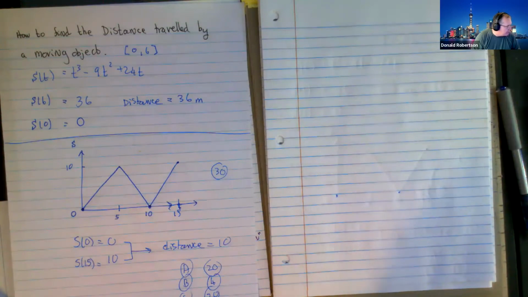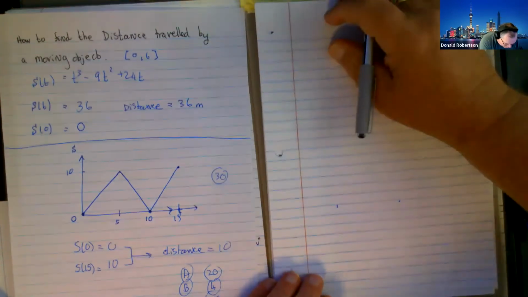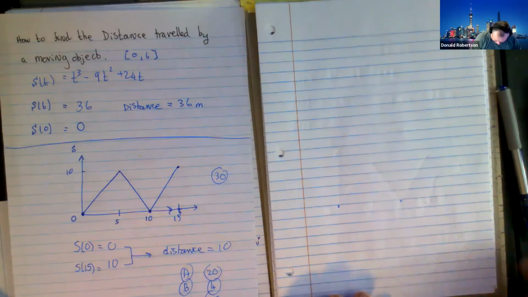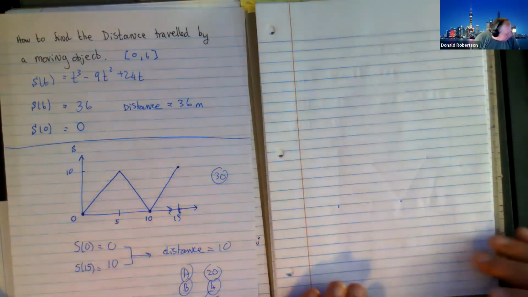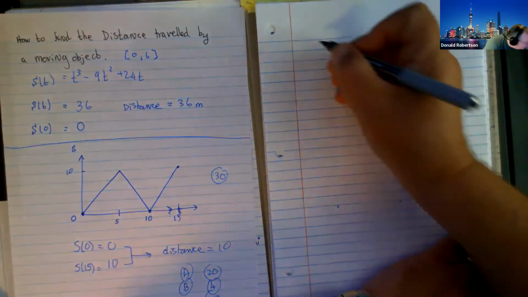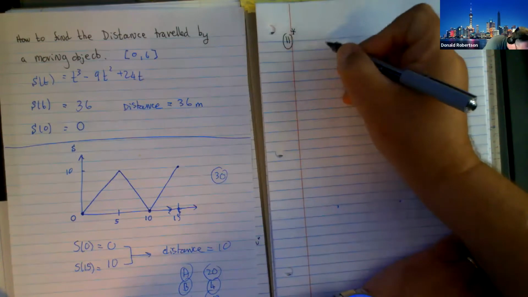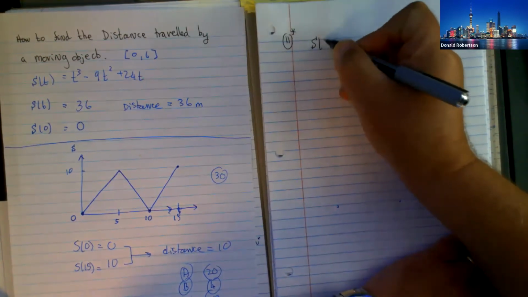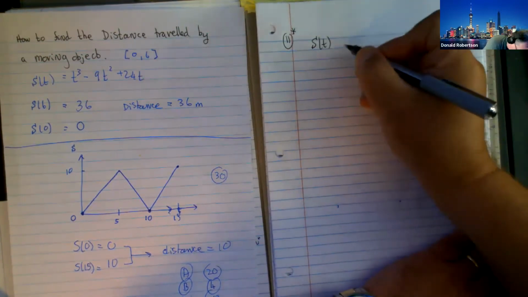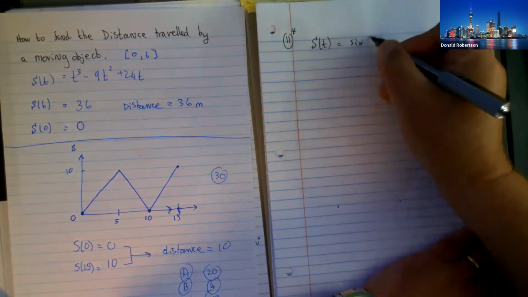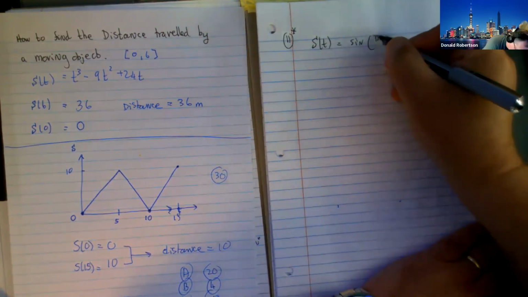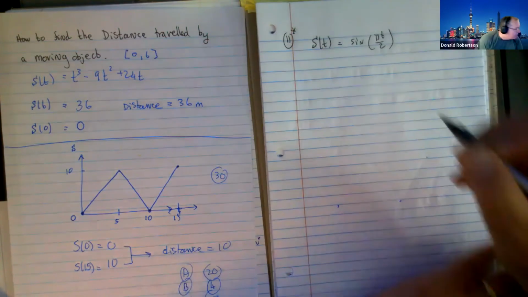The next question is a velocity question, or at least a moving object question. The only reason I want to spend some time on this is because it's a trig function, and trig functions tend to cause problems. This is a version of question 11. They call them f of t, but I prefer s of t. And we have a moving object that looks like that.